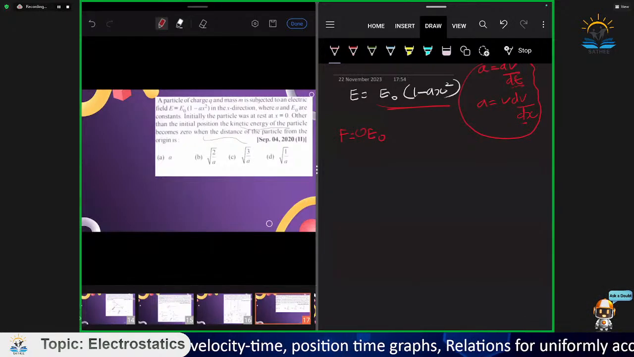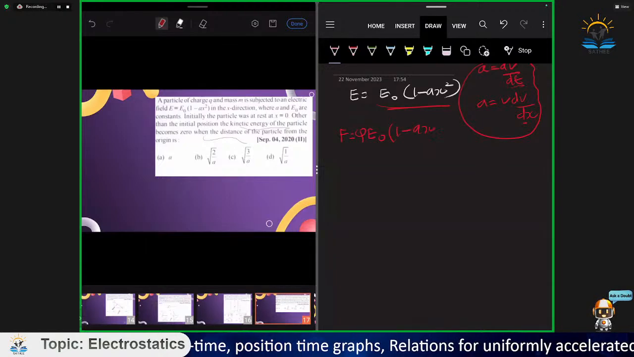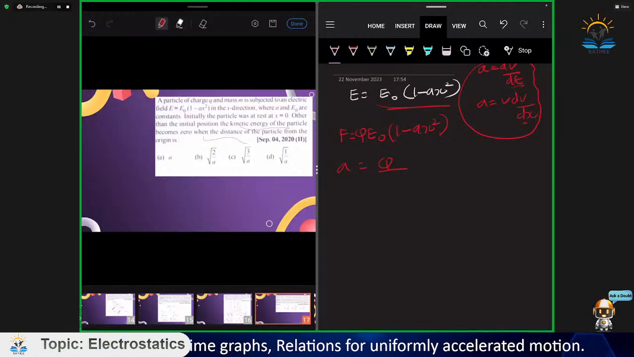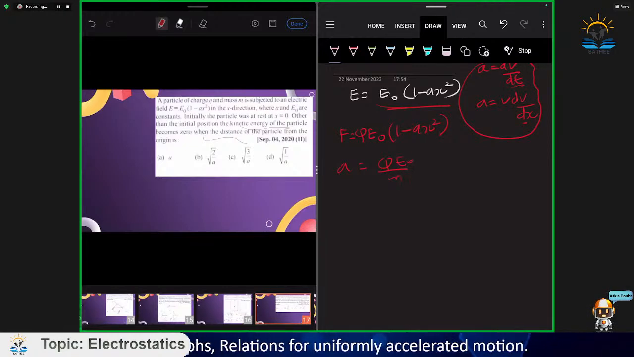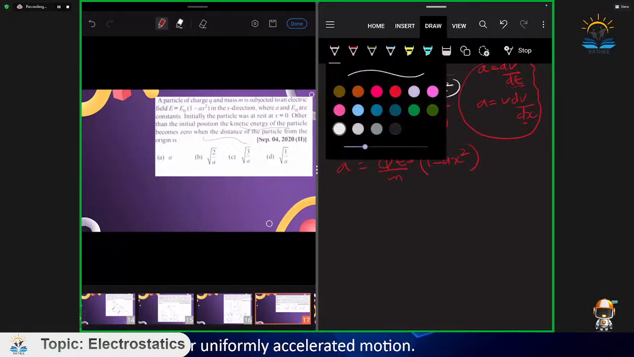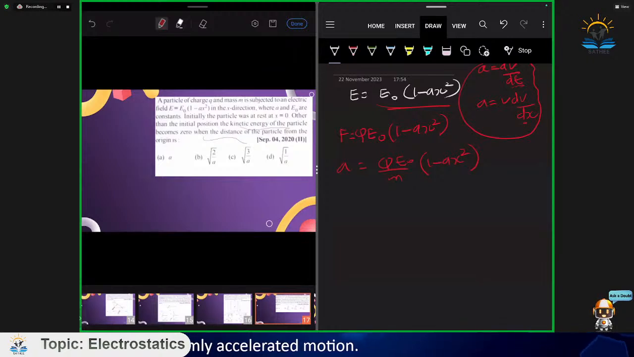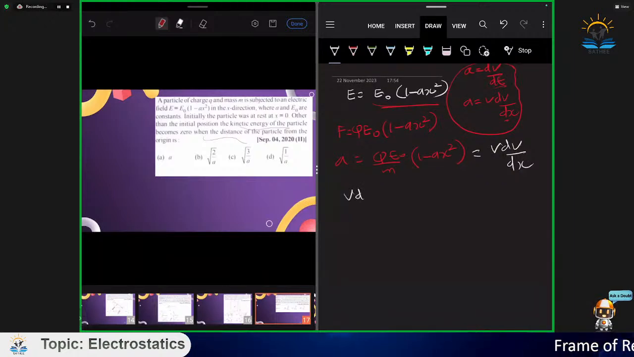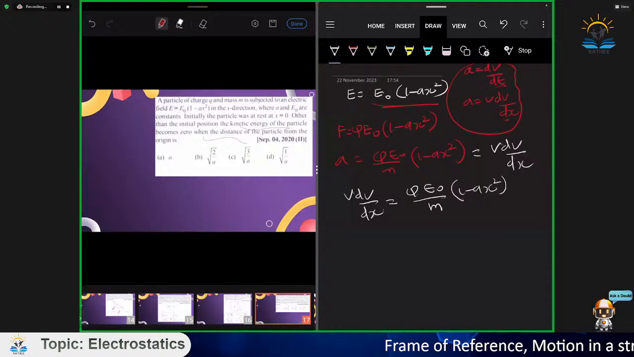If the charge is Q, the field is Q E0 (1 minus A x square), and the acceleration will be Q E0 by M times (1 minus A x square). Easy, no doubt. Simply F is equal to QE and acceleration is QE by M. We can equate acceleration with V dV by dx. So V dV by dx is equal to Q E0 by M (1 minus A x square).